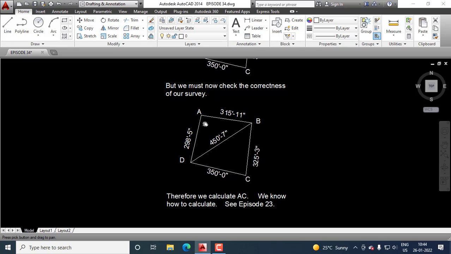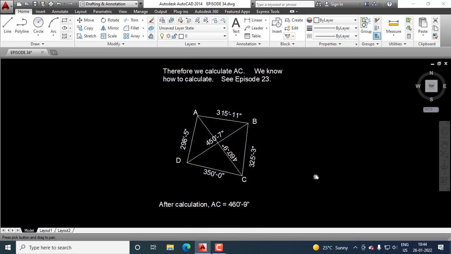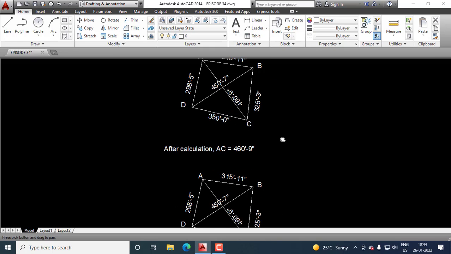Therefore, we calculate AC. We know how to calculate, see episode 23. We calculate this angle, we calculate this angle, we add, and therefore we will get this angle. And we know these two sides and this included angle, and therefore we can calculate AC. After calculation, AC is 460 feet 9 inches.